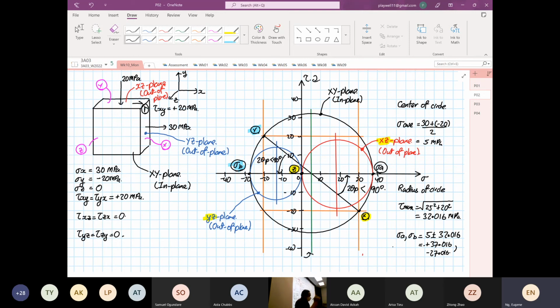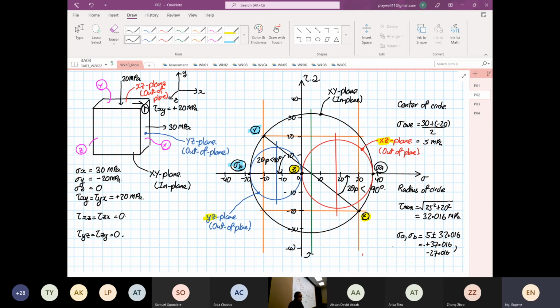Okay, so as I said, our element is in 3D. 3D is in the real world. That's why we learn 3D Mohr circle. That is partly true. But can we sometimes get away with 2D Mohr circle? I'm going to show you 3 conditions, when you can just use 2D and when you cannot use 2D at all.